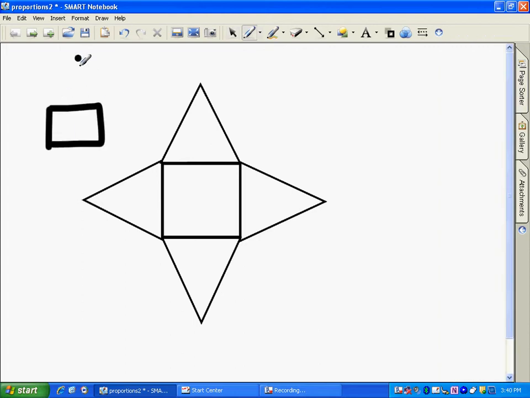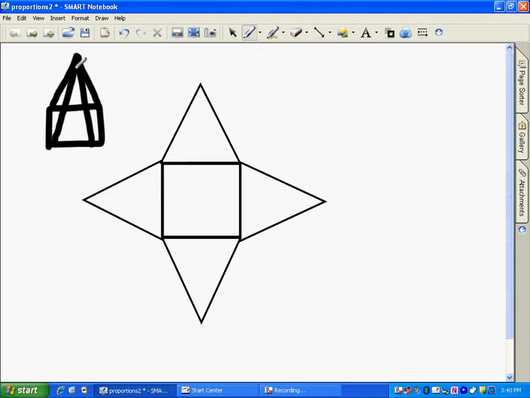Just so you can see what I mean. I know that's a bad picture, but this is the net. It's like if you were cutting a cereal box and flattening it out, or a cardboard box, a shipping box. This is the net, the three-dimensional figure flattened. And this net shows you all the faces. So I can see that this square pyramid has 5 faces.